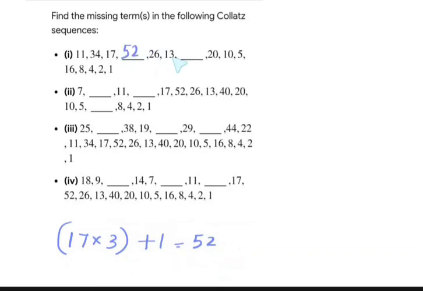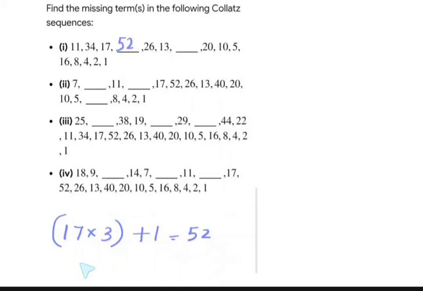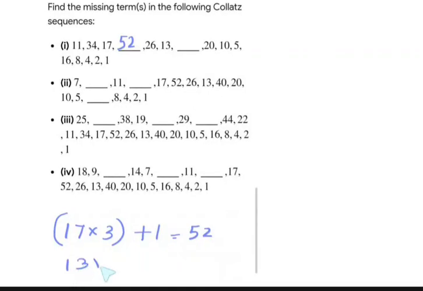After that 26, 13, again an odd number. So we can write 13 times 3 plus 1, the answer is 40. So here we can write 40. 40 is an even number, so half of 40 is 20. Clear?